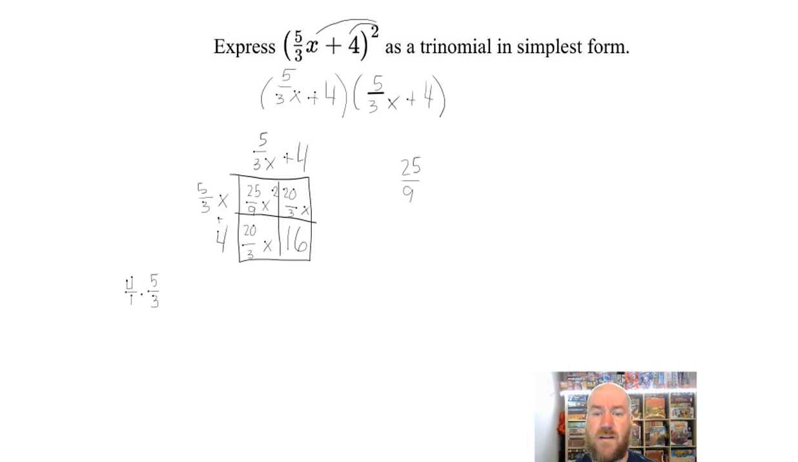And now let's combine like terms. 25 over 9 x squared doesn't have any like terms. There are no other x squareds in this problem. There are two terms with x's here, so when we combine like terms, we add the numbers out front. And 20 over 3 plus 20 over 3, remember when you add fractions, they need common denominators, and then you just add the numerators. You don't change the denominators. So this will be 40 over 3 x. And then the plus 16 just gets brought along because it doesn't have any like terms. So the answer to this question is 25 over 9 x squared plus 40 over 3 x plus 16.